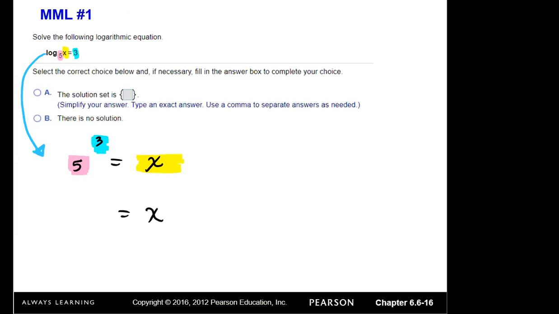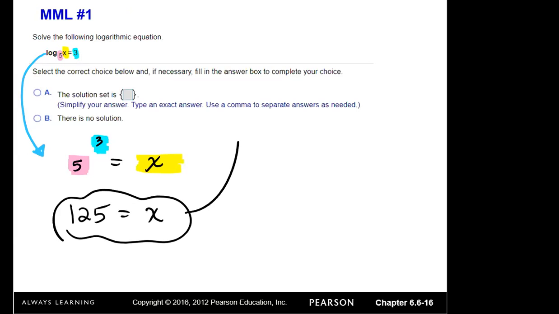All I have to do is calculate 5 to the third, which is 125. And that's my answer, which will go in this box right here. Just type the number 125. You don't have to type x equals because they're using, you know, braces here. They just want the numbers. Okay.